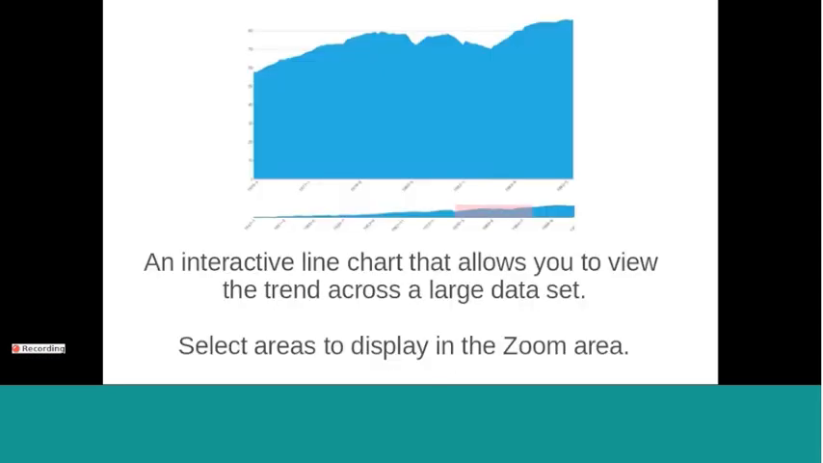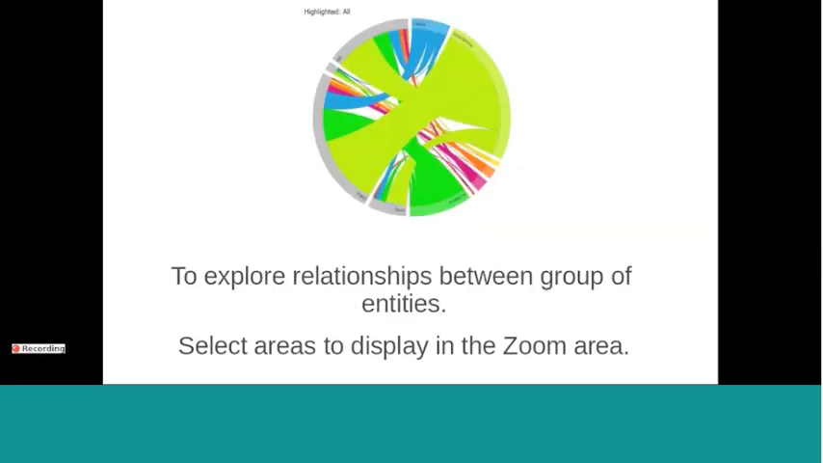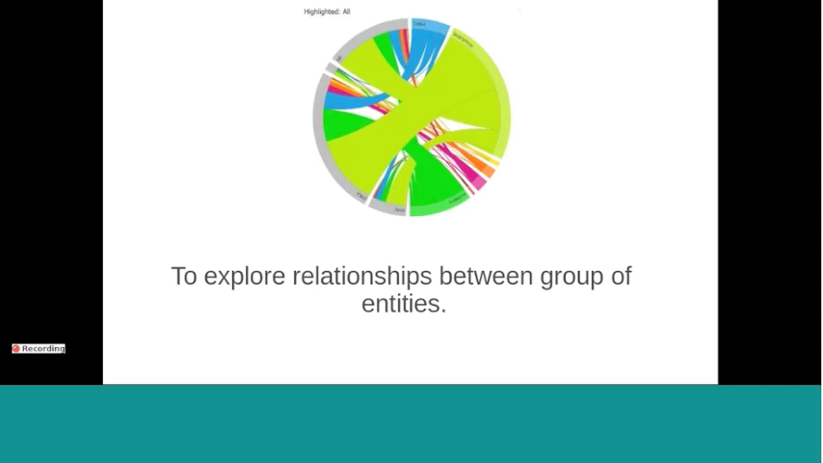Second one is zoom. It is an interactive line chart that allows you to view the trend across a large data set. You can select areas to display in the zoom area. Third one is chord. It is very useful in medicine or pharmaceutical companies, to explore relationships between different categories. Let's say you want to know how many smartphones are in different countries, or you need to develop relationships between different medicines and diseases. It is a perfect chart that most pharmaceutical companies use.